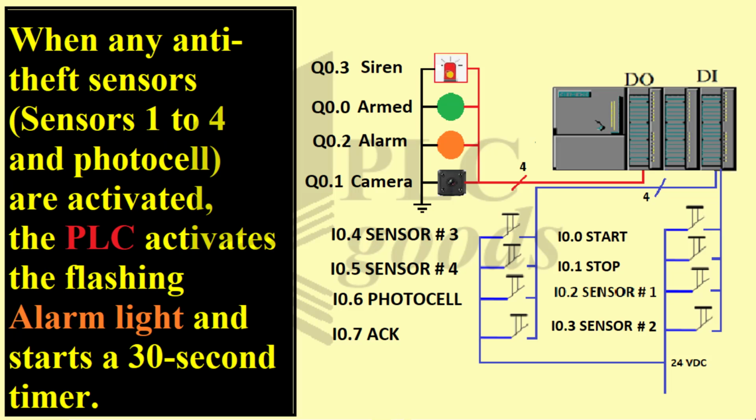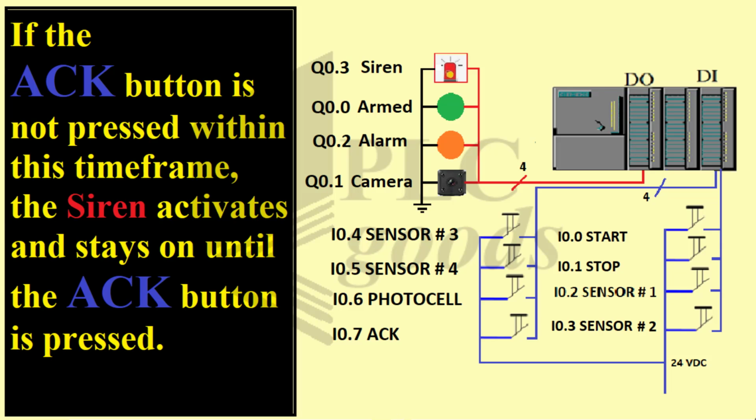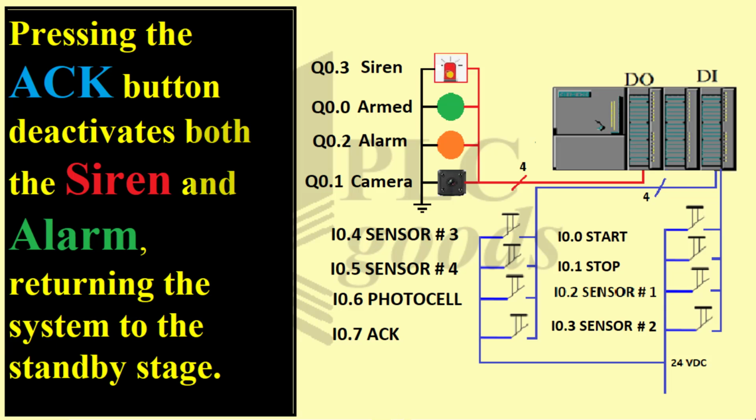When any anti-theft sensors 1 to 4 and the photocell are activated, the PLC activates the flashing alarm light and starts a 30-second timer. If the ACK button is not pressed within this time frame of 30 seconds, the siren activates and stays on until the ACK button is pressed. Pressing the ACK button deactivates both the siren and alarm, returning the system to the standby stage.